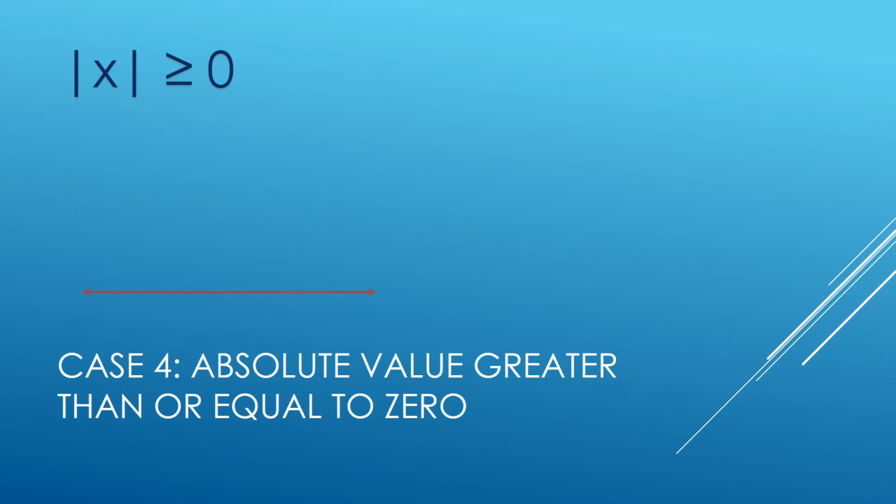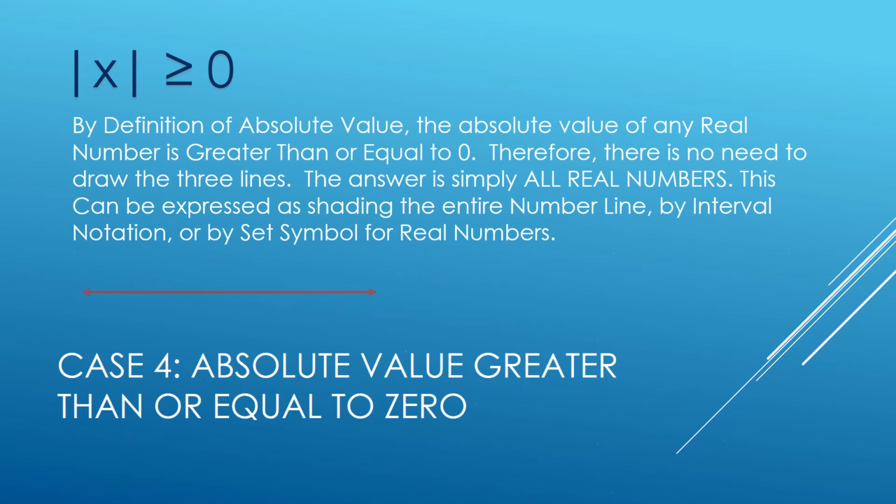We'll call this one case 4. The absolute value greater than or equal to 0. Well, by definition, the absolute value of any real number is greater than or equal to 0. Therefore, there's no need to draw the three lines. The answer is simply all real numbers. This can be expressed as shading the entire number line, or by interval notation from negative infinity to infinity, or you can use the set symbol for real numbers, which is that bold R.